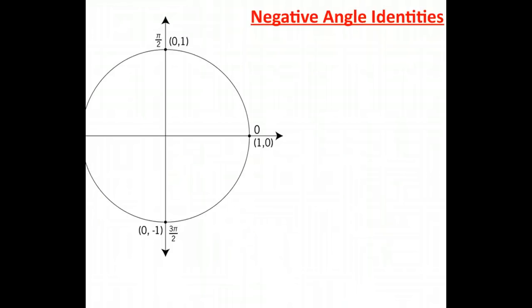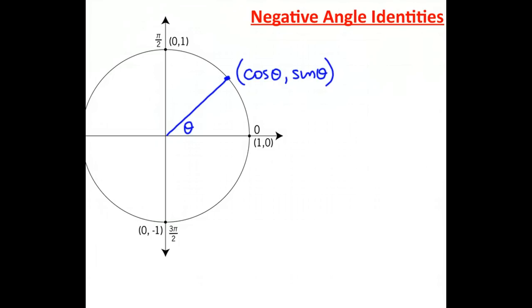Now, some identities that we haven't seen before. One set of identities are referred to as the negative angle identities. We're going to start with our unit circle, and we're going to take an angle theta rotating in the counterclockwise direction, and we can create some angle theta which will intersect the unit circle at this point, and we know that this point would have coordinates cosine theta, comma sine theta.